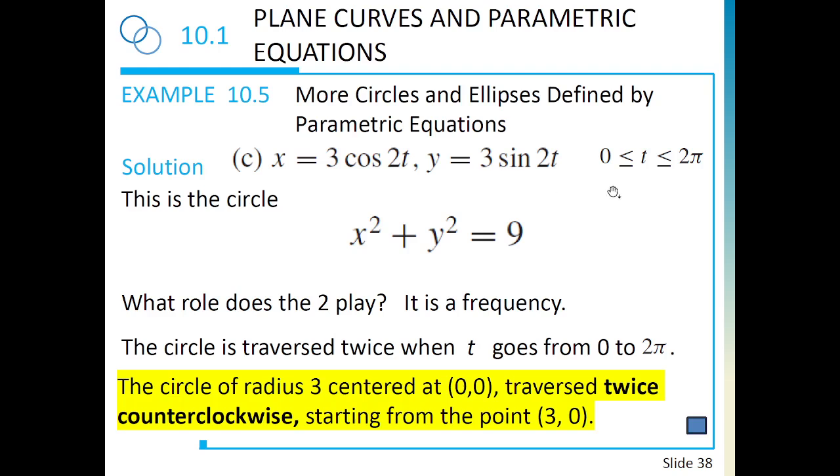How do we know that? If I take t equal pi over 4, for instance, then pi over 4 times 2 is pi over 2, so cosine will be 0 and sine will be 1. So I have x 0 and y equal 3. So that way I see that it is going counterclockwise. And again, how do I know it goes twice? Well, the 2 is the frequency, how many times we spin around.